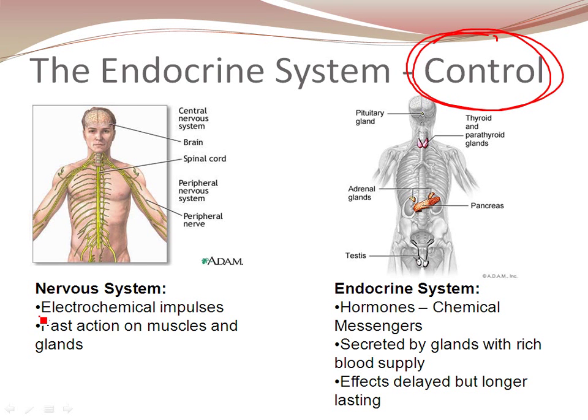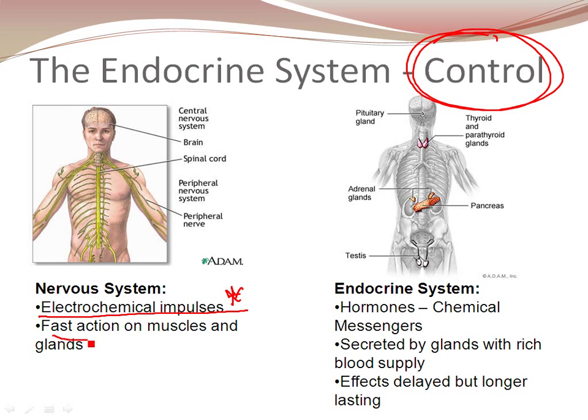The nervous system, as you learned about pretty extensively in Biology 201, exerts control through electrochemical impulses, the depolarization of the membranes of neurons and transmitting that signal from one neuron to another, and ultimately to muscles and glands that produce the effects that are under control of the nervous system.